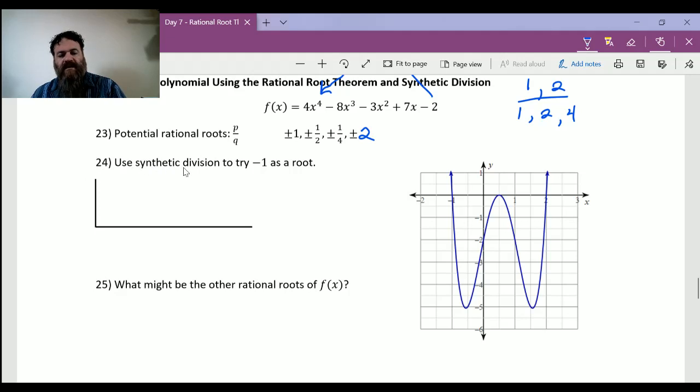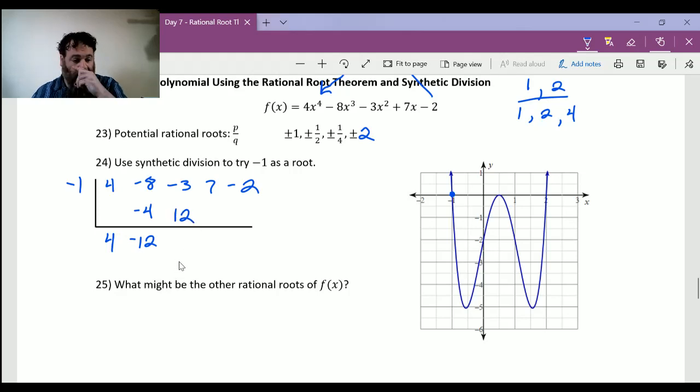Alrighty. The synthetic division, try -1 as a root. Okay, let's go ahead and do that. 4, -8, -3, +7, -2. Now I know ahead of time it's going to work. Remember, these things are roots or zeros. Right there, that's a -1. That's where it's touching, is -1. So we can be pretty sure that's going to work out for us. Multiply, that's -4. Add them together, that's going to be -12. Multiply again, that's going to be +12. Add those together, and you're looking at 9.